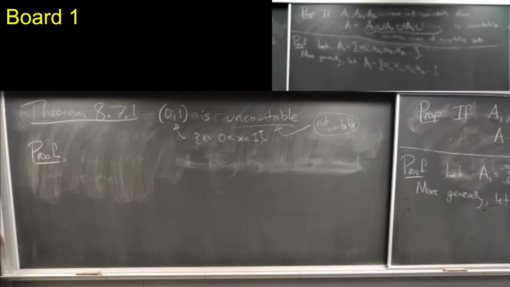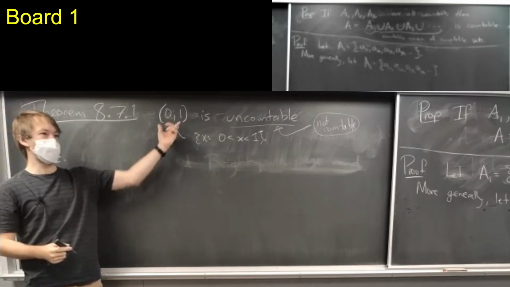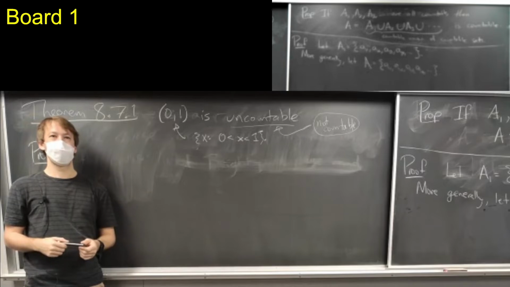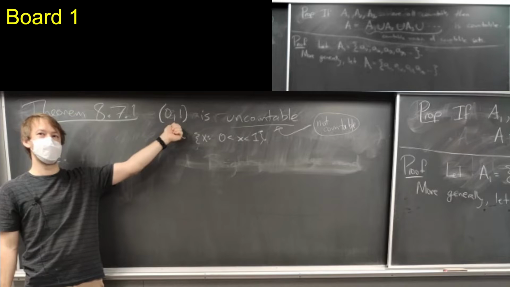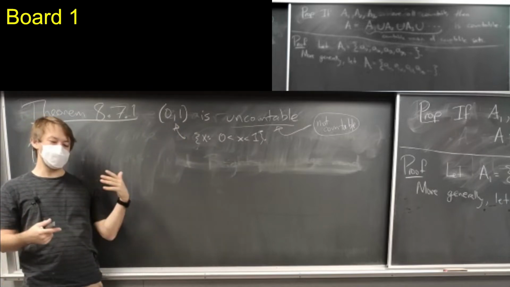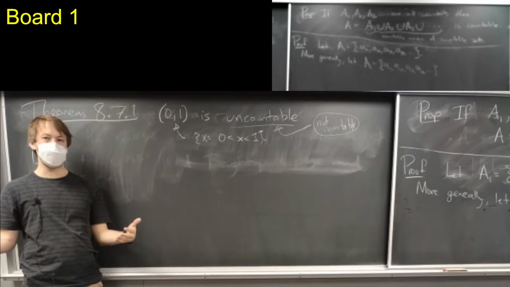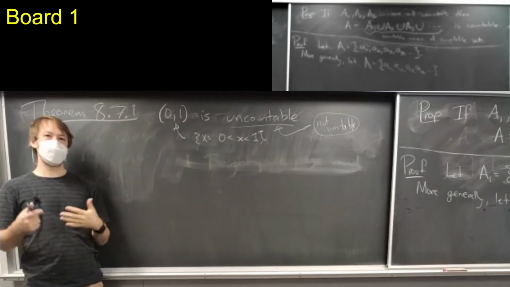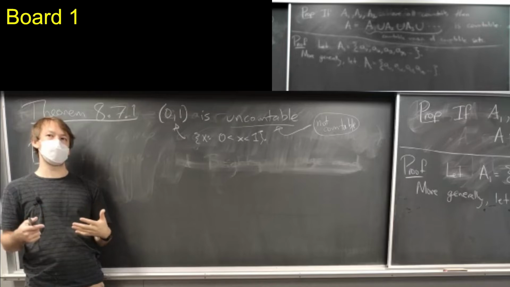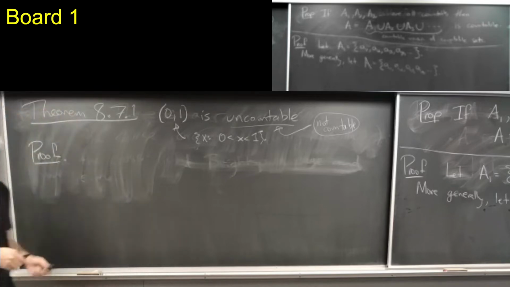Okay, so we want to prove that this interval does not have the same size as the naturals. First of all, one trivial thing is this is obviously not finite. Remember, to be countable, you can either be finite or you can have the same size as the naturals. Obviously, this is not finite. So all we're really asking here is, does it have the same size as the natural numbers, the same cardinality? So what we're really asking is, does there exist a bijection from the naturals to 0, 1?